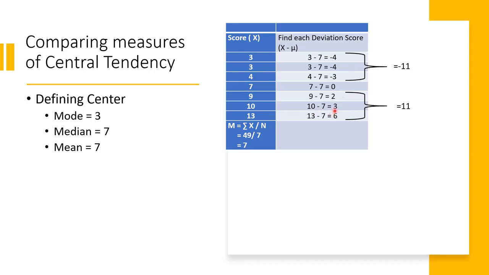+6. What I mean by balancing the deviation scores is that if you add up all the negative deviation scores, you're going to get negative 11. If you add up all of the positive deviation scores, you're going to get positive 11. This will always happen. That's what the mean does. It balances deviation scores.